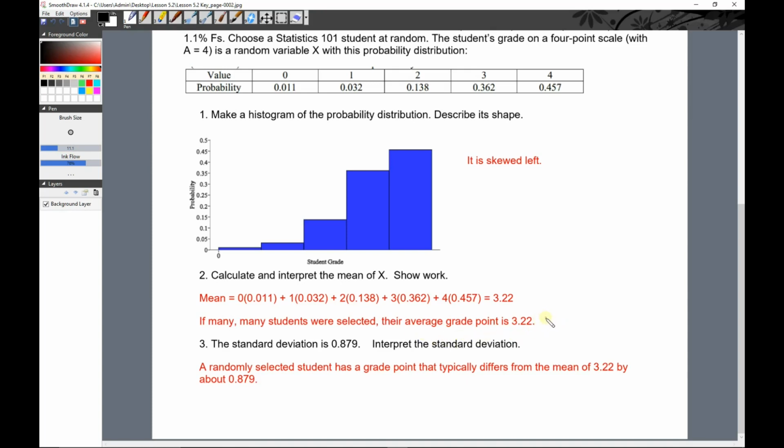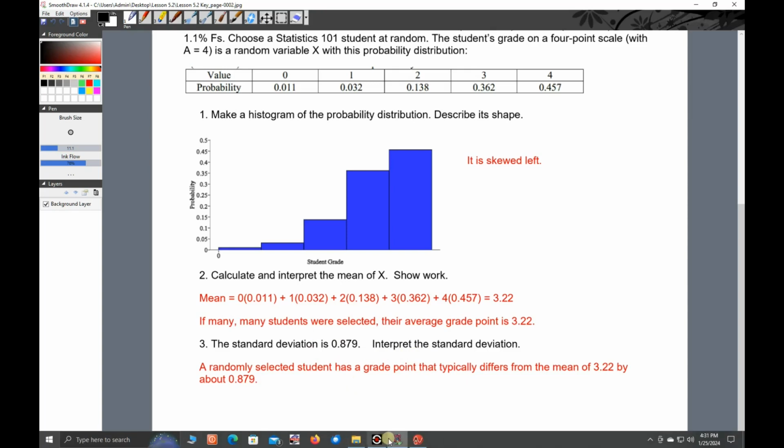There it is. Now you can do it on the calculator. I'm about to show it to you. Now the standard deviation is 0.879. Nice of them to give it to us. What if they didn't? All right, we're going to find it and then we're going to interpret it. It should be 0.879. So back to the calculator. Where did it go? Here it is.